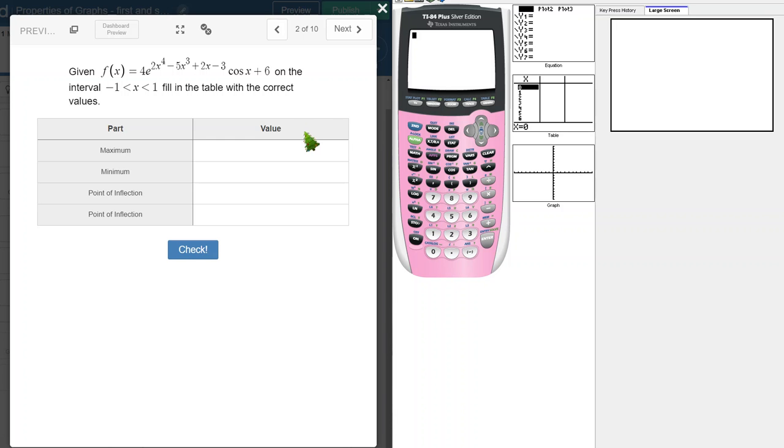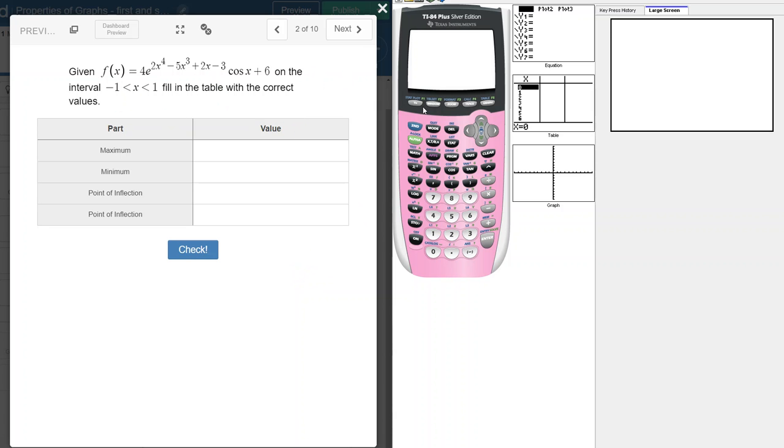This video is going to go over how to answer questions about the derivative of a graph, so the maximums, minimums, points of inflection, even intervals of increase, decrease, and concavity, using our TI-84, so calculator questions.